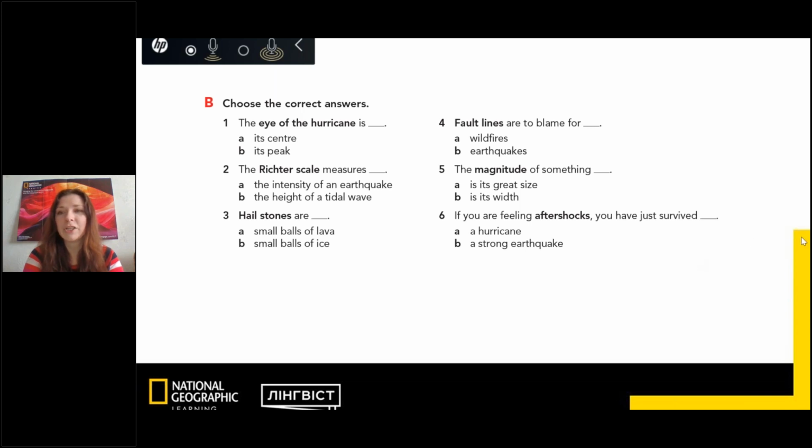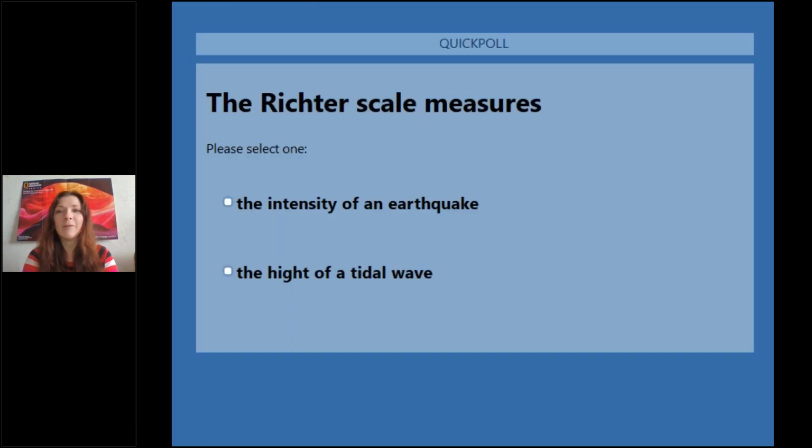Next one, about the Richter scale. What does it measure? Again, you have 1 minute to answer the question. The intensity of an earthquake or the height of a tidal wave? I guess that lots of you have heard about this scale, the Richter scale.